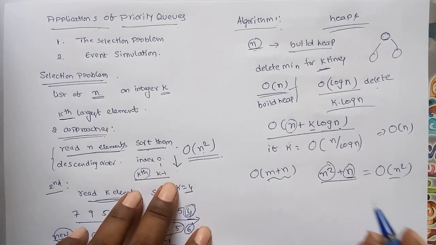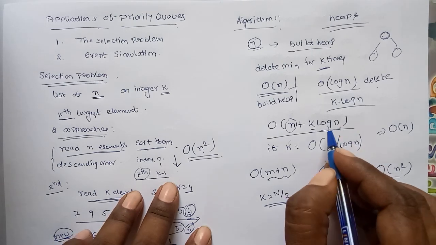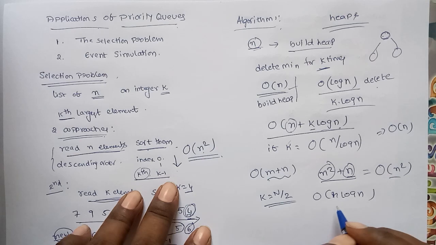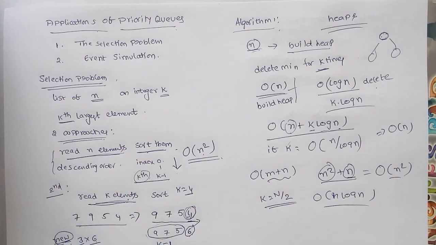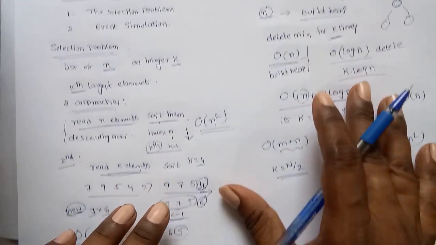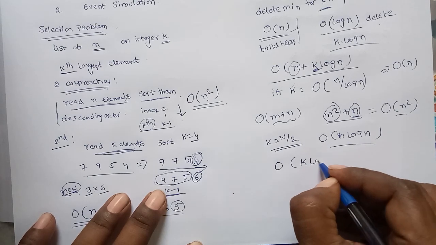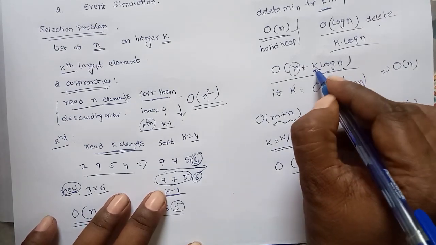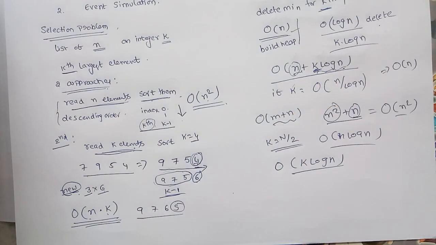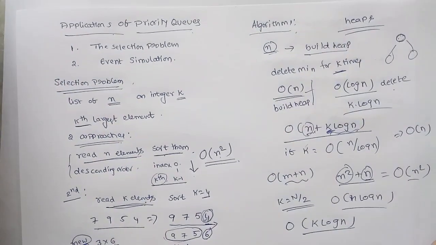Okay, suppose k is equal to n by 2, then simply the time complexity is big O of n log n. So depending on the value of k, the time complexity changes. Suppose the k value is very large, then simply big O of k log n, because if the k value is large, this value is smaller than that value. This is algorithm 1, the first procedure.